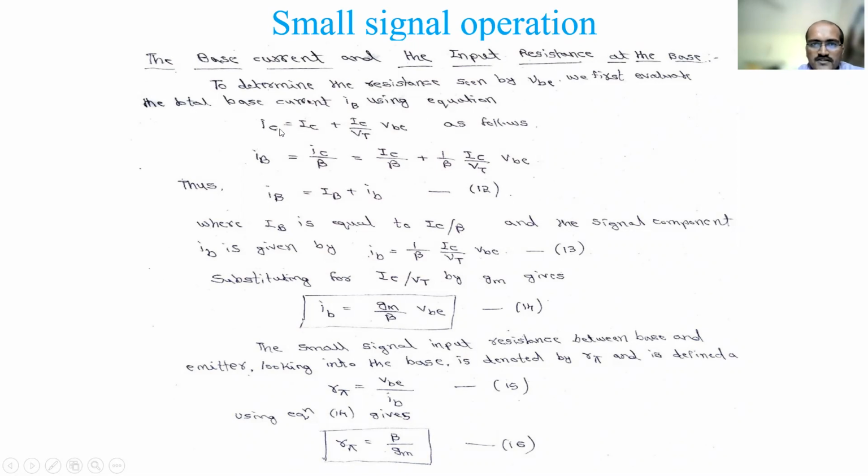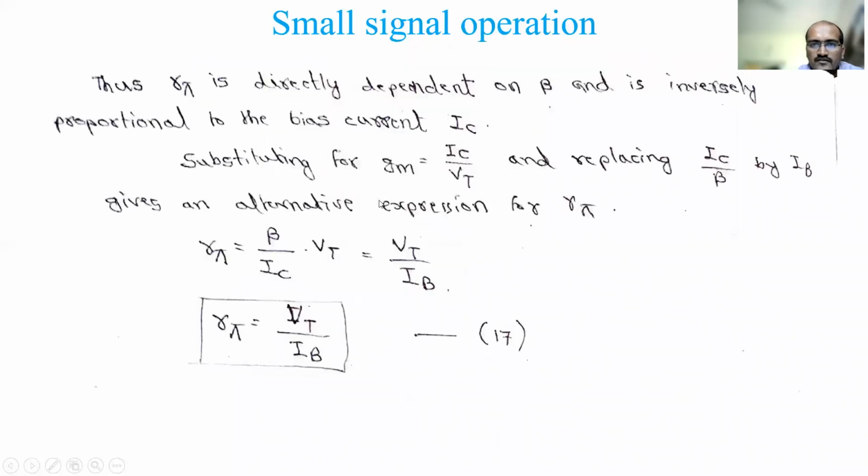In this expression, to find iB, I will divide by beta. Wherever iC is there, I will divide it by beta, and it becomes iB, the instantaneous base current. So the instantaneous collector current divided by beta is equal to IC by beta, and here also I am dividing by beta: 1 by beta into IC by VT into vbe. Now IC by beta is called the DC base current, and the second term is called the AC base current, or small signal component, ib.